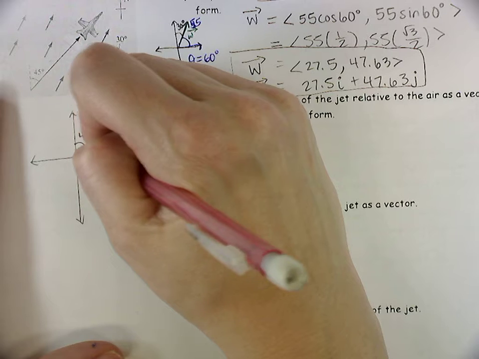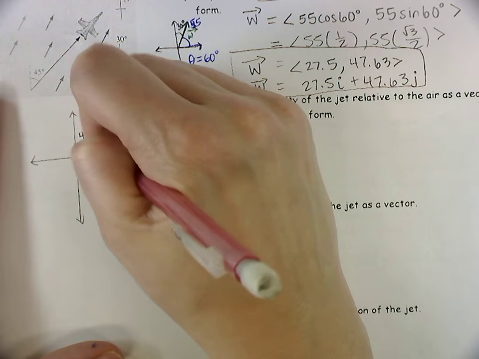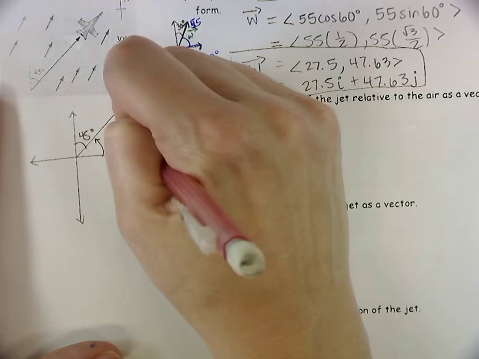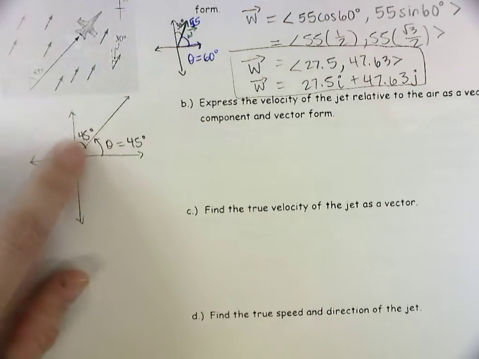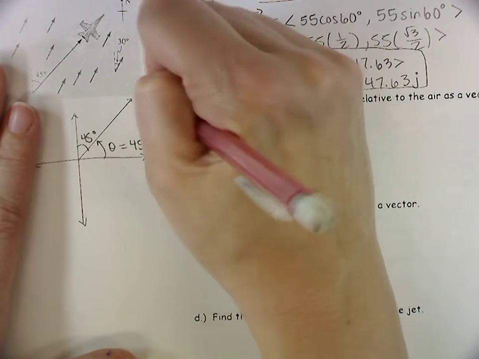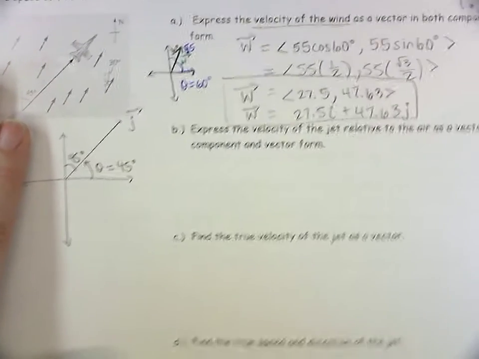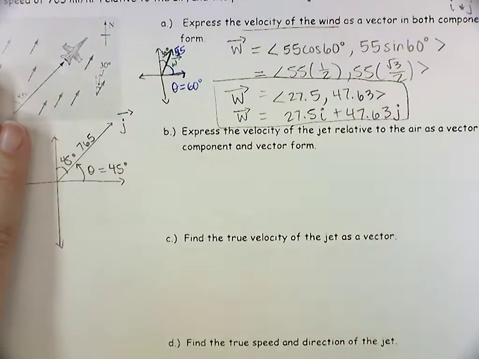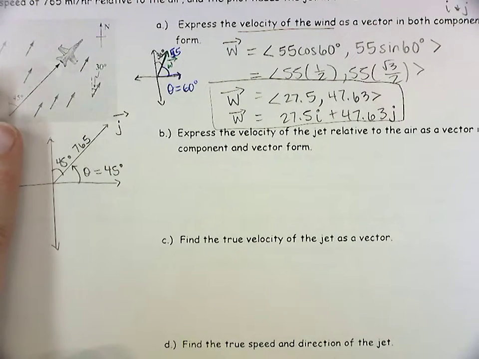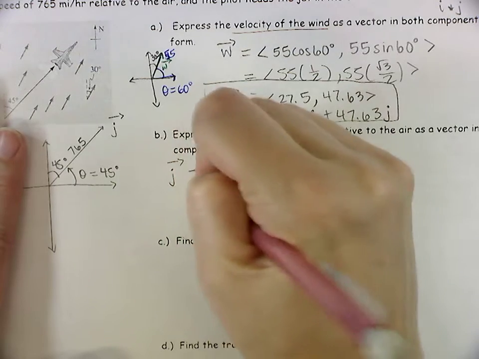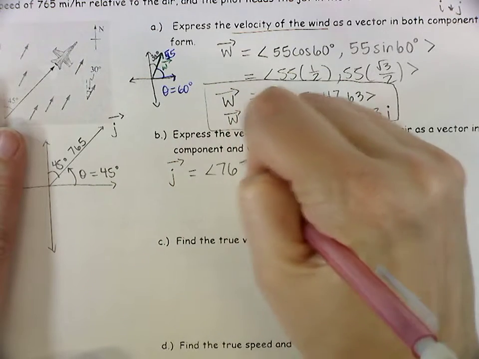45. Yes. Now I want you to understand that theta is 45 because 90 minus 45 is 45. So it's not always going to be the same, it just happens to be the same because 45 is half of 90. So this is our jet, which I will call J, and the jet is traveling with 765. So 765 is going to be the magnitude of the jet. All right, 765 cosine 45.